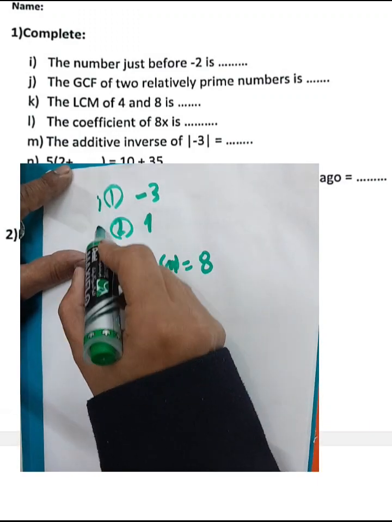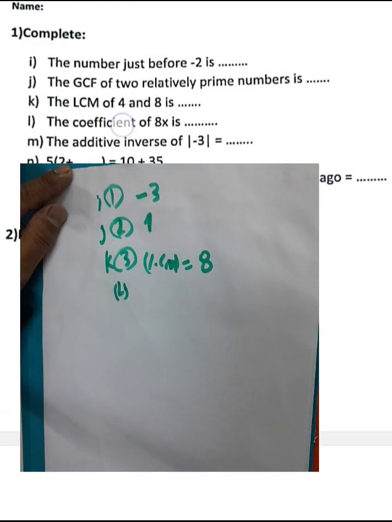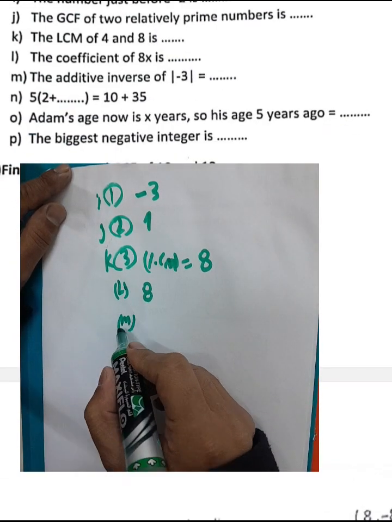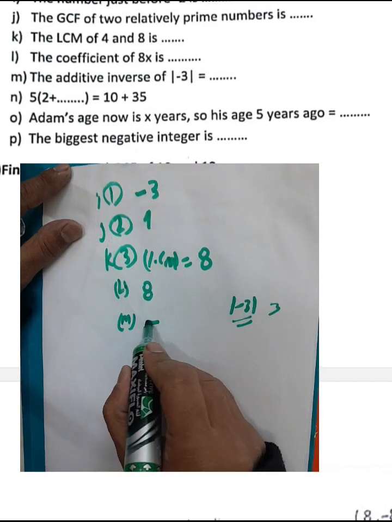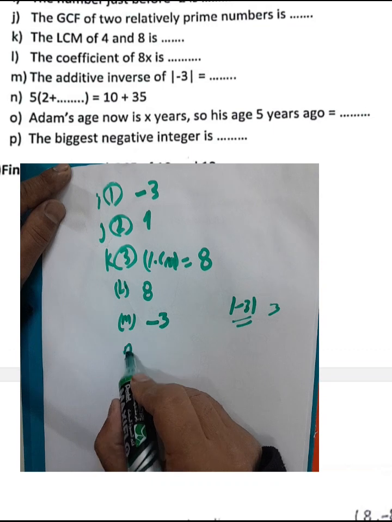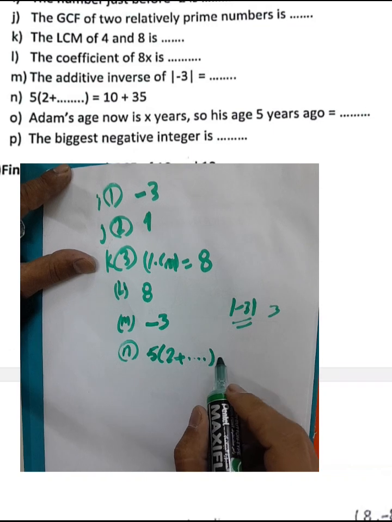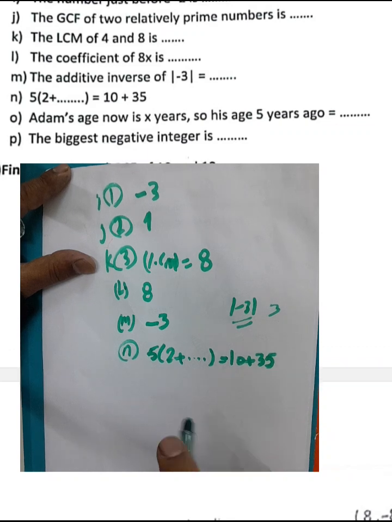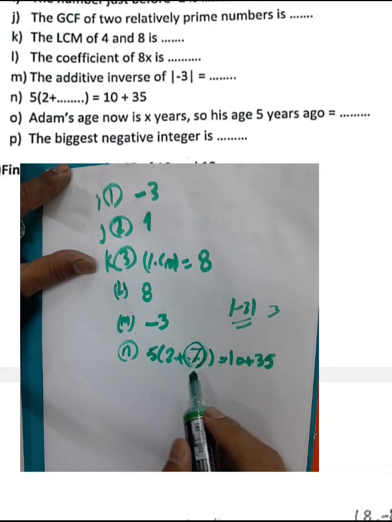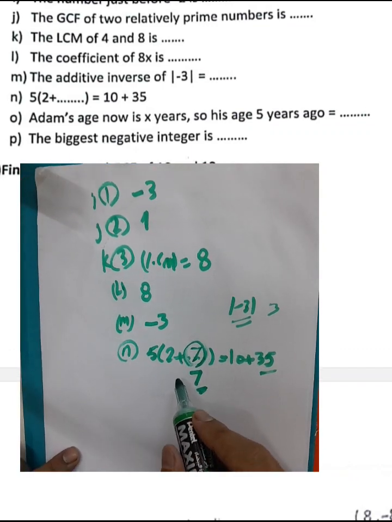Question here, I, J, K, L. The coefficient of 8x, it will be 8. Question M, the additive inverse of absolute value negative 3. We know the value here is 3, then the additive inverse, it will be negative 3. Question N, 5 times 2 plus space equal 10 plus 35. 5 times 2 equal 10, and 5 times 7 equals 35. Write 7 in the space. Okay, write 7 using distributive properties.